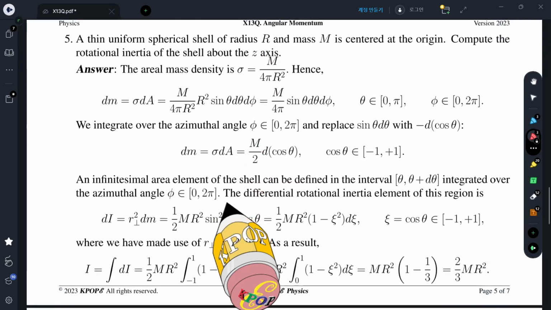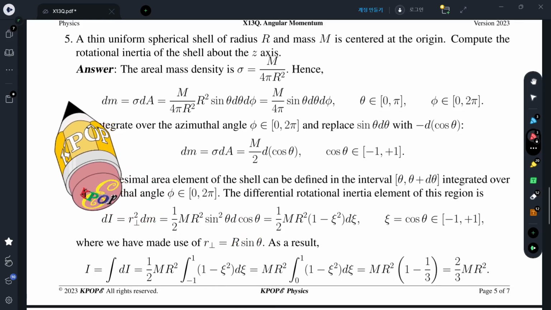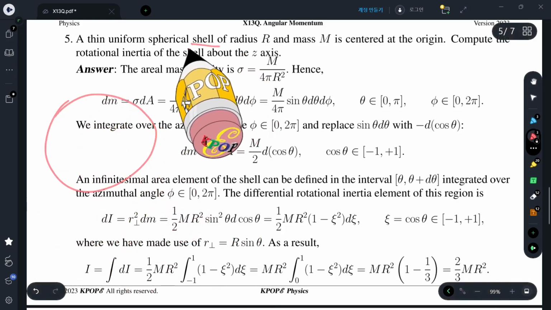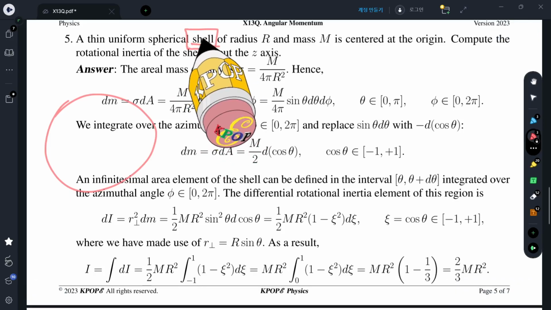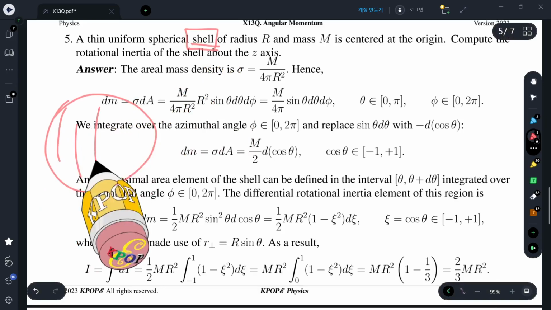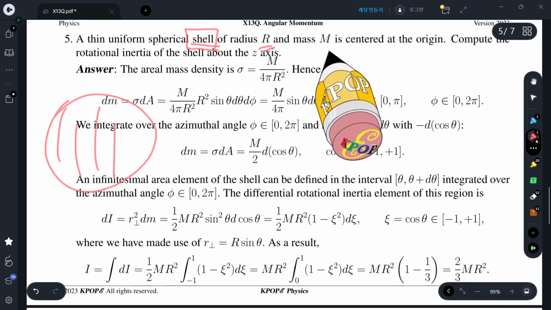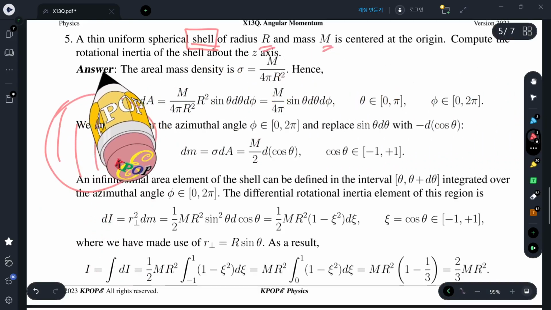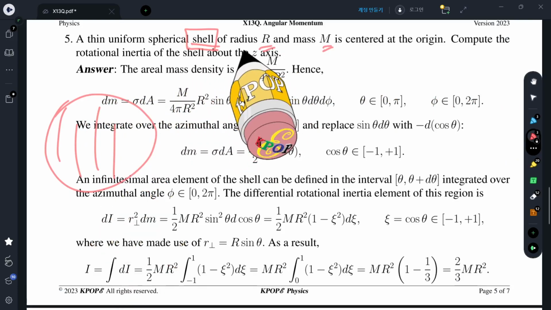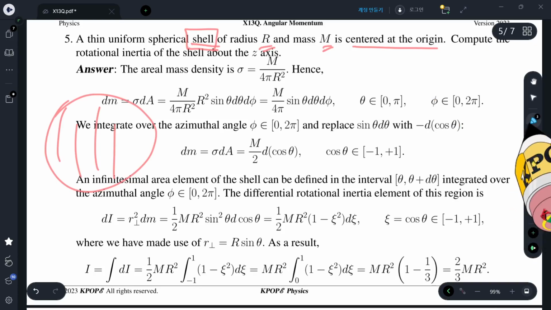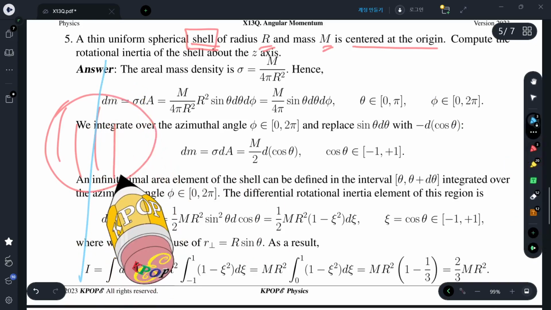Thin uniform spherical shell of radius r. Shell does not include the inside, so it is a thin surface. Radius r, mass m. Compute the rotational inertia of the shell about the z-axis, centered at the origin.